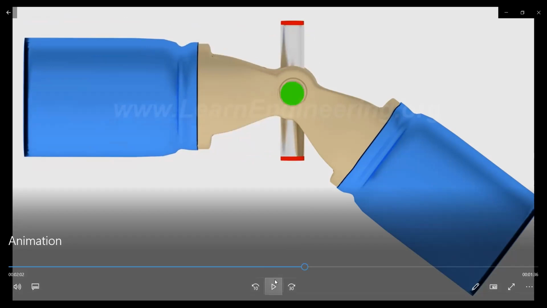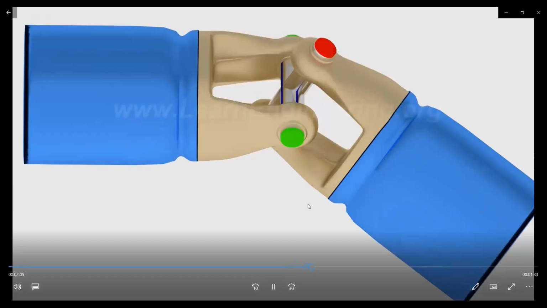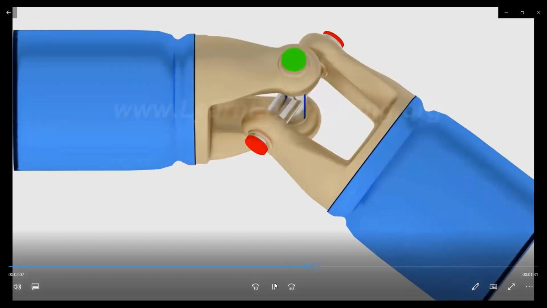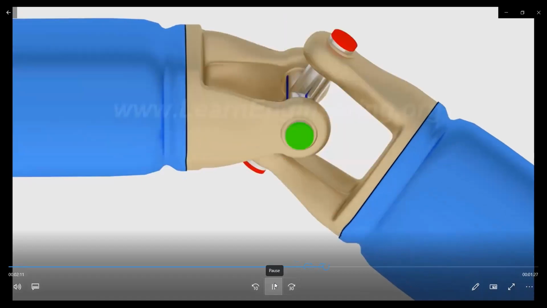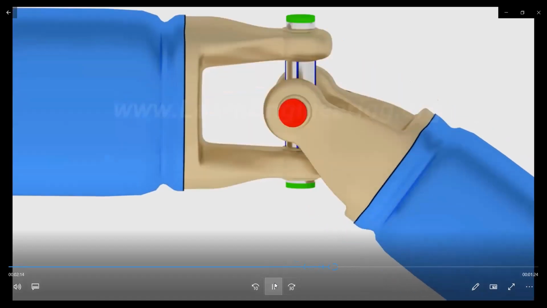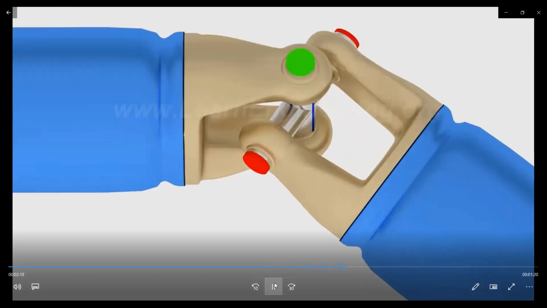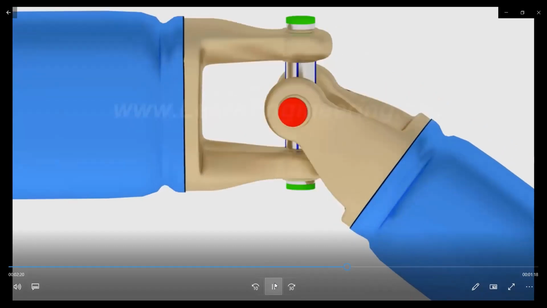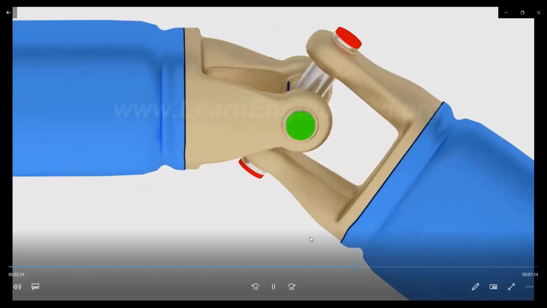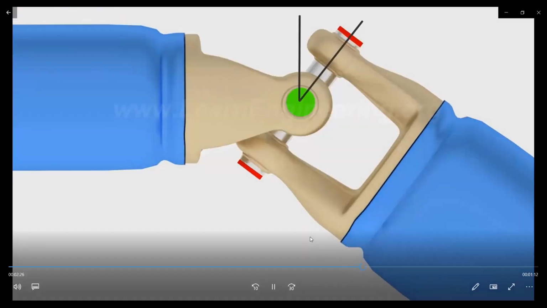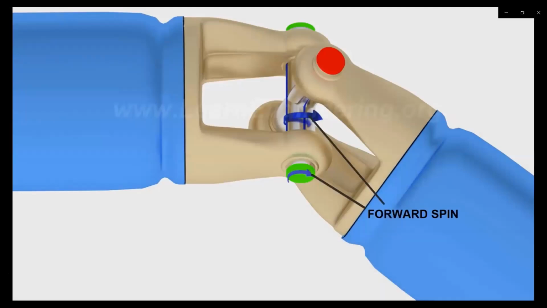Yes, sir. The spin of the cross makes a huge difference in the speed of the output shaft. It is clear that when the cross is spinning as well as rotating, the velocity of the output shaft will have an added effect. For the first 90 degrees of the input shaft rotation, the green axis spins to its maximum angle. The forward spin aids and changes the output shaft rotation as shown.